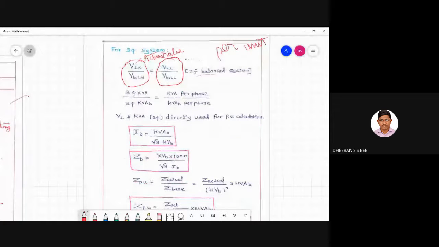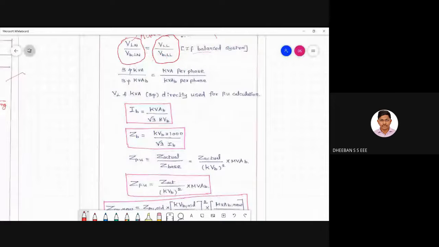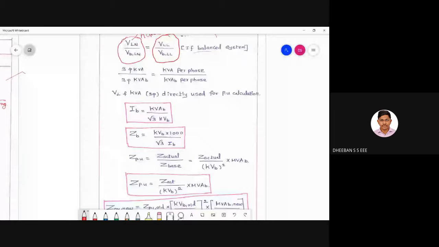So coming to the next point, the calculation for the base current. So this is the base current.